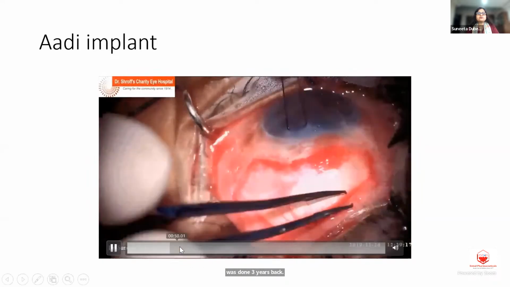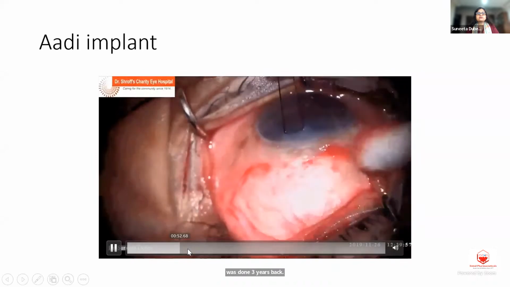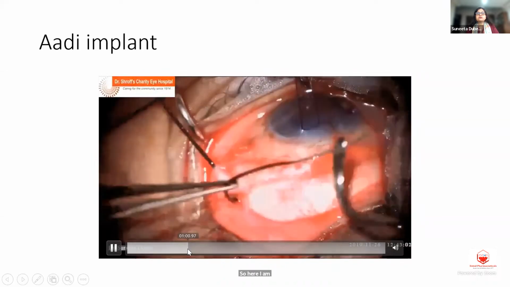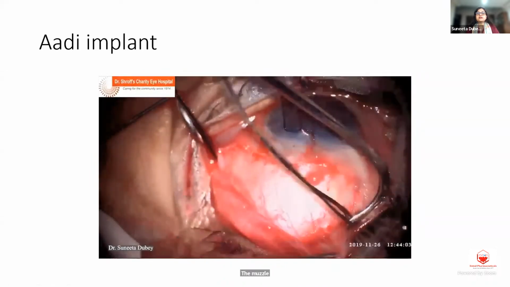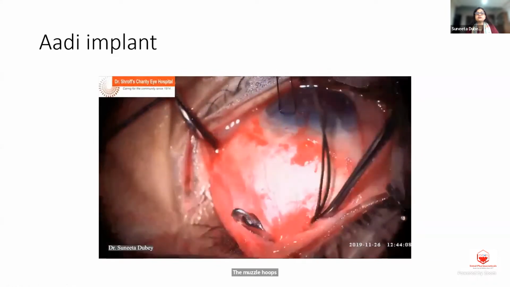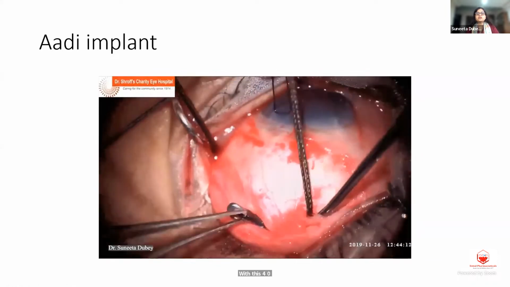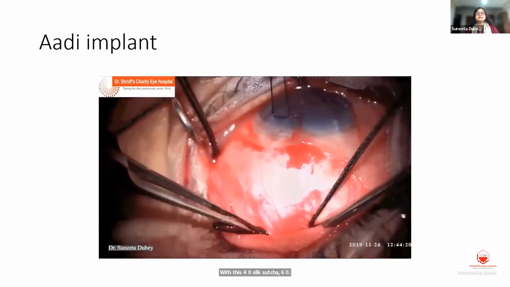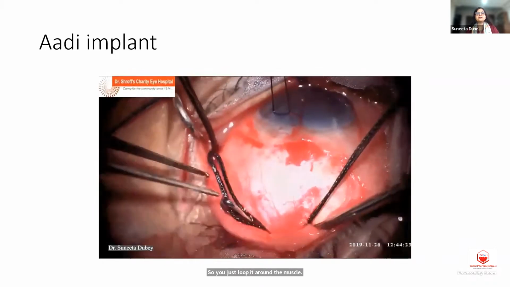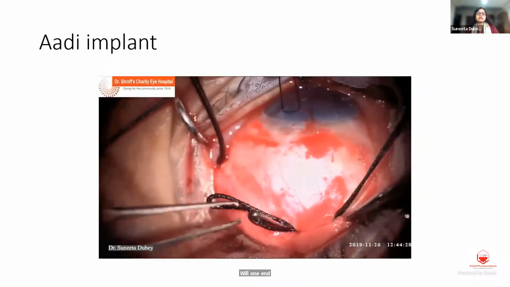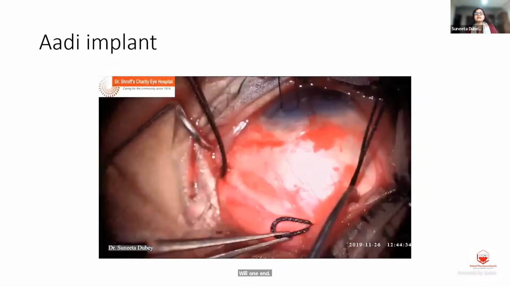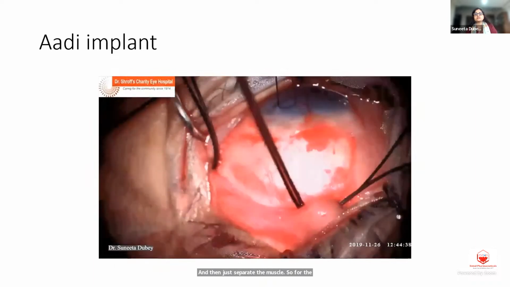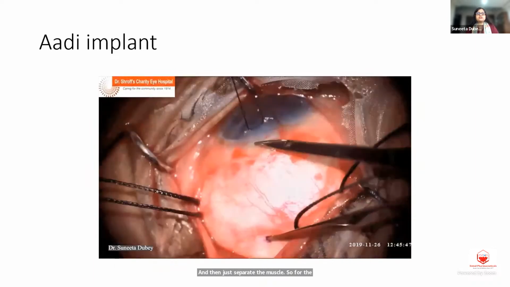Here I am using the muscle hooks with this 4-0 silk suture, 6-0 silk suture. You just loop it around the muscle, pull one end, and then separate the muscle. For beginners, I think this is a good technique wherein you have just separated your muscles. Now I do not put these sutures.